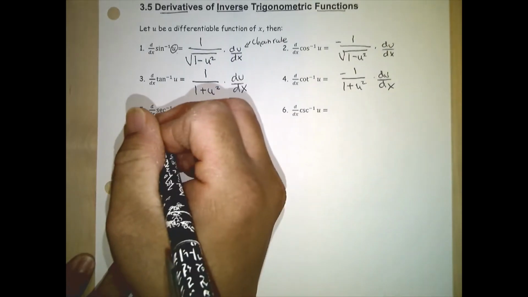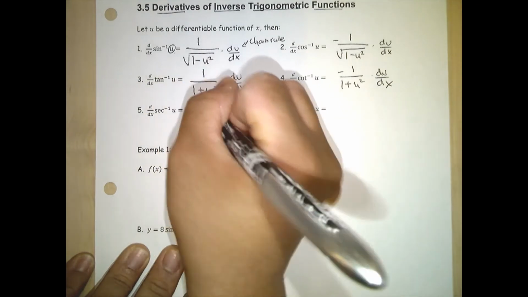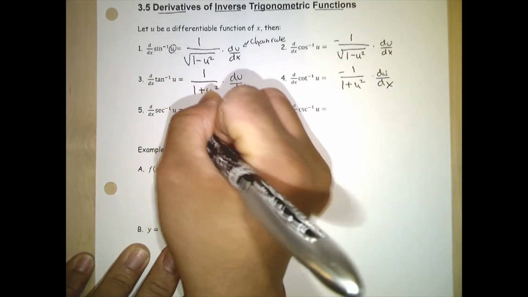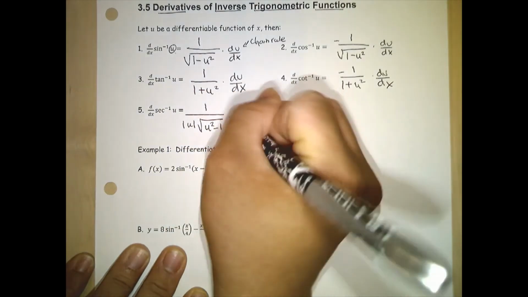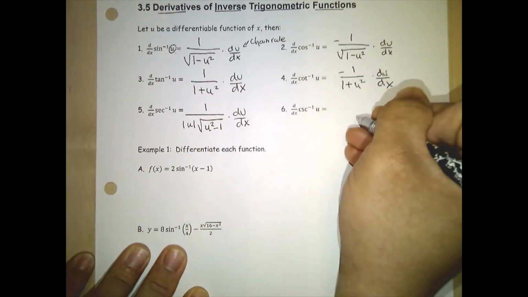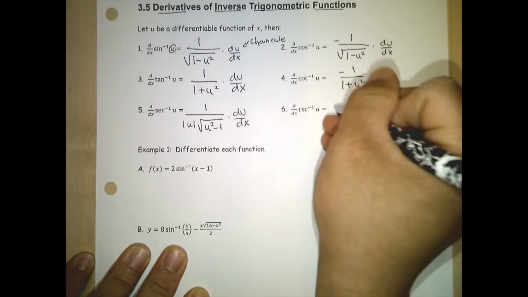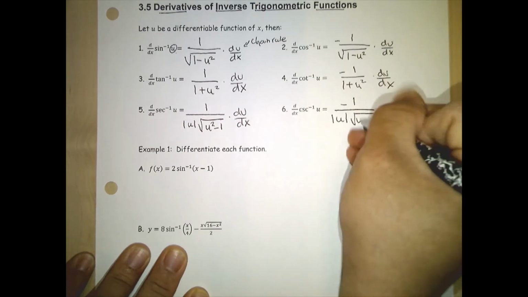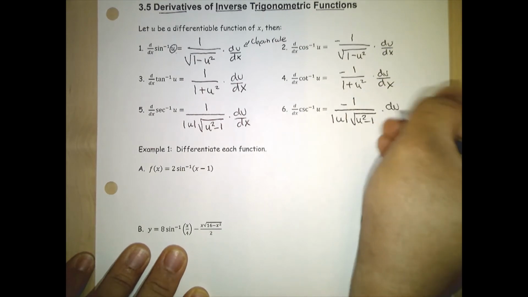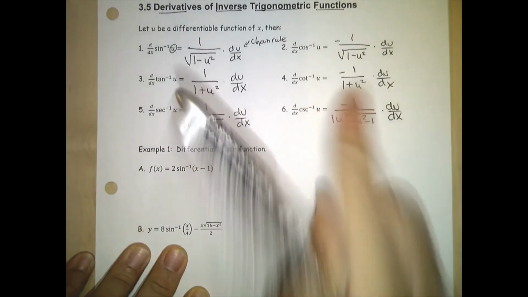Alright, the derivative with respect to x of the secant inverse of u is 1 over the absolute value of u, times the square root of u squared minus 1, times du/dx. And the derivative with respect to x of the cosecant inverse of u is negative 1 over the absolute value of u, times the square root of u squared minus 1, times du/dx. And again, these two are very similar, except this one is negative.